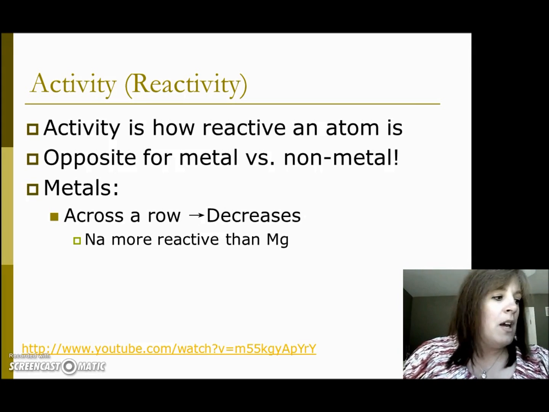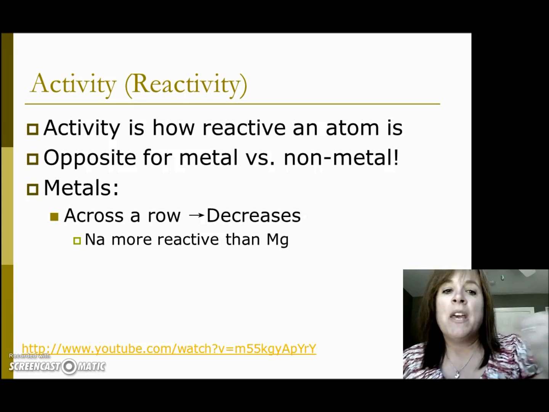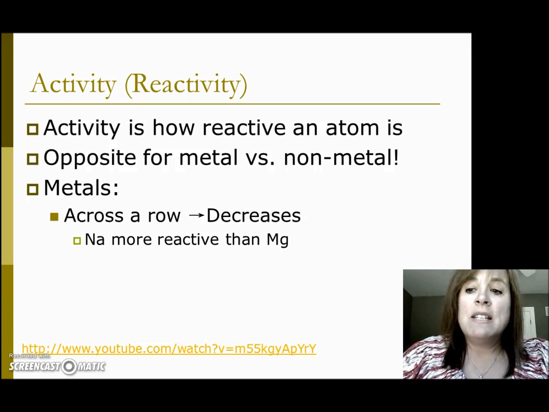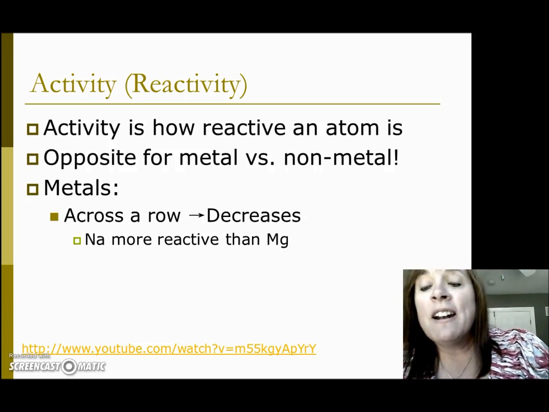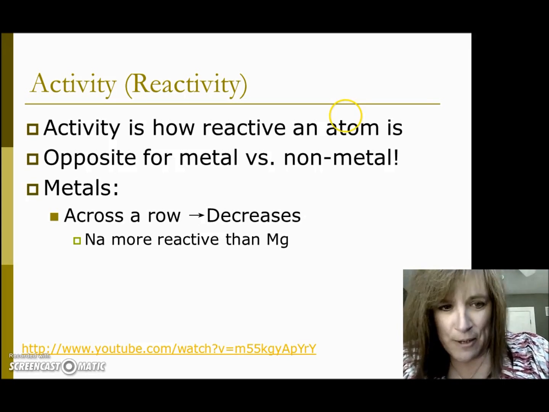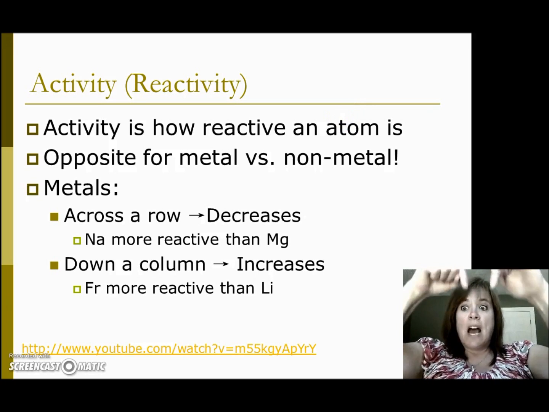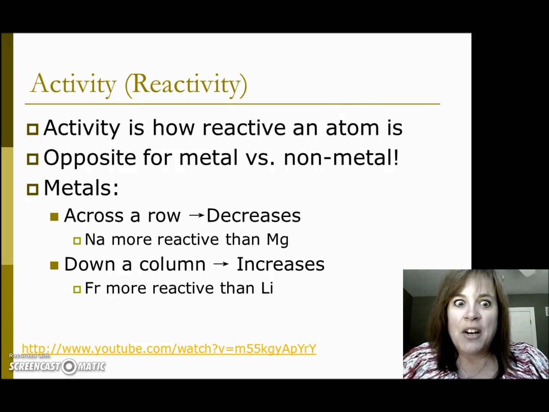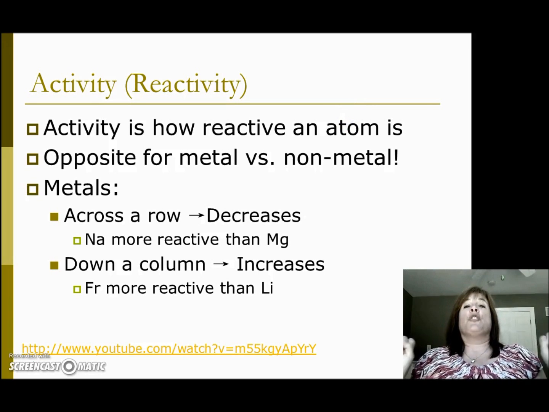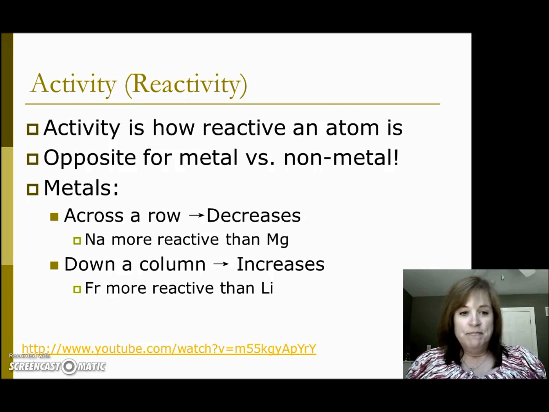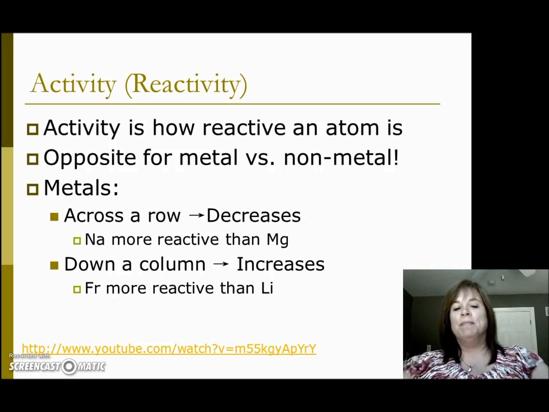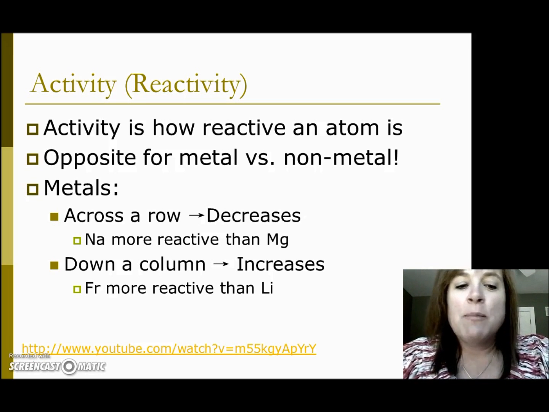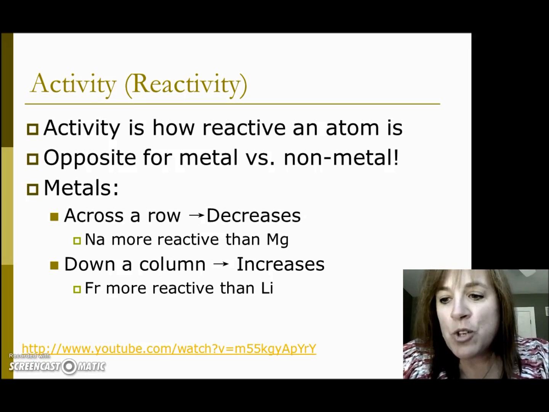So sodium, which is right next to magnesium, sodium is much more reactive than magnesium is. In fact, it can be a little explosive. Whereas magnesium, we lit it on fire in lab. We wouldn't do that with sodium. And as you go down a column, it gets even better. Francium is incredibly explosive. The alkali metals in general are explosive, but francium is much more reactive than something like lithium, which is higher up.